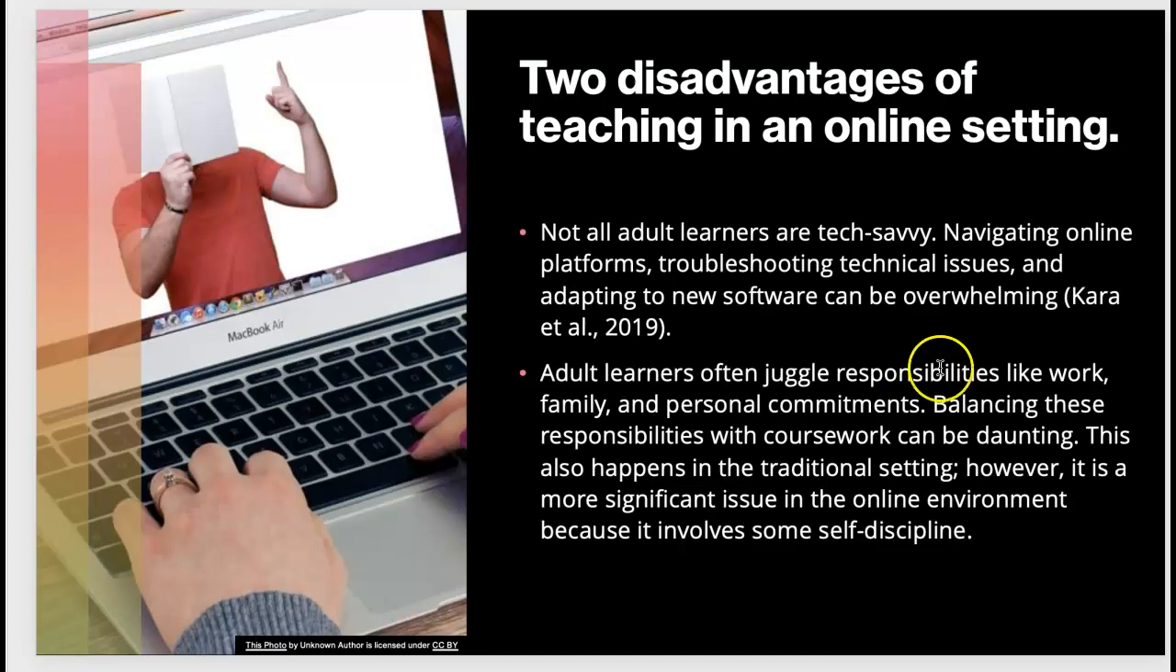Adult learners often juggle responsibilities like work, family, and personal commitments. Balancing these responsibilities with coursework can be daunting. This also happens in the traditional setting. However, it is a more significant issue in the online environment because it involves more discipline, self-discipline.